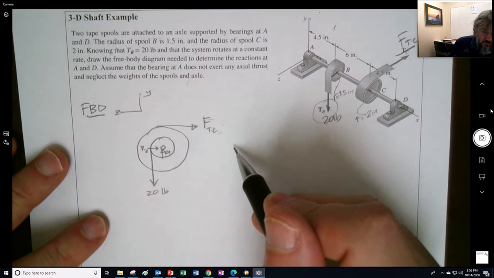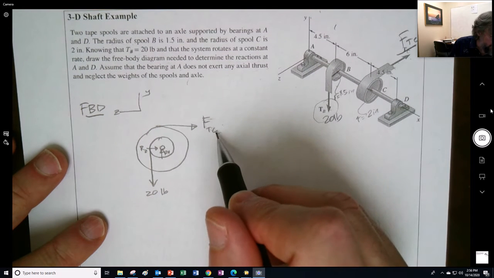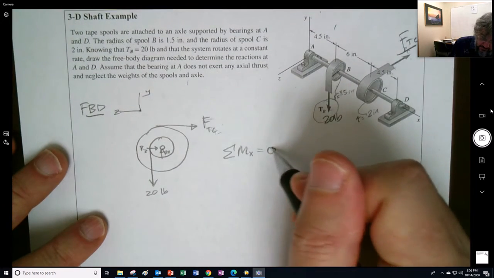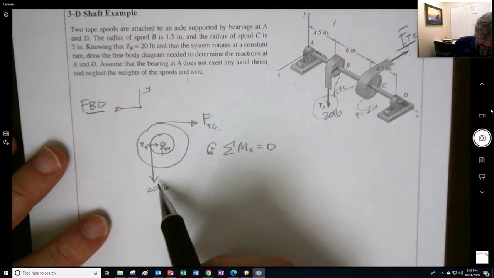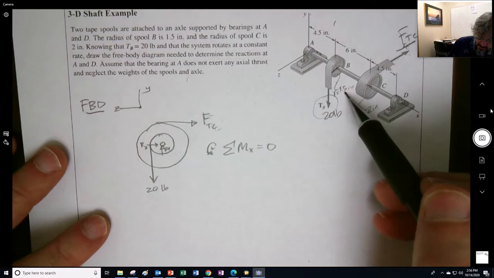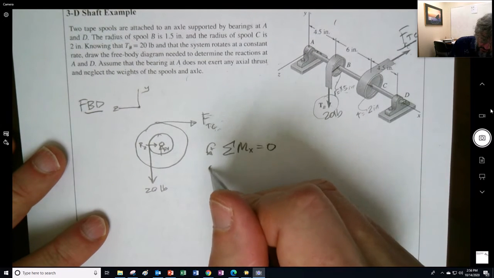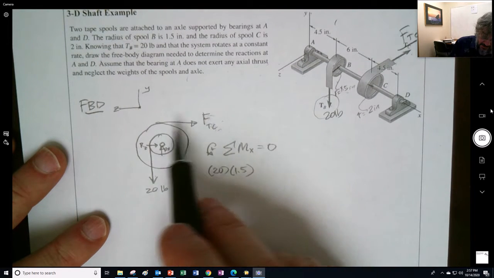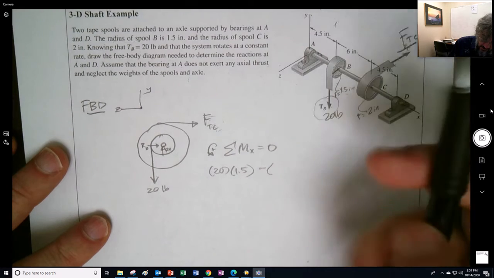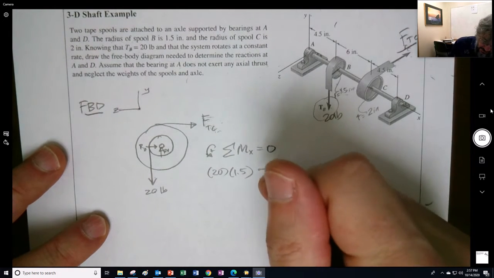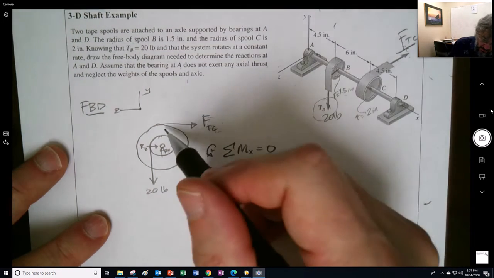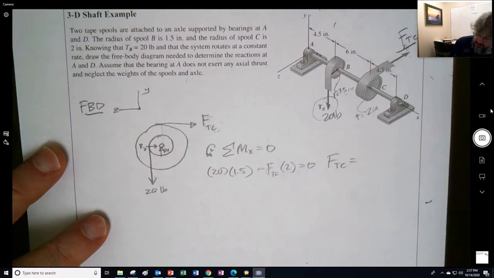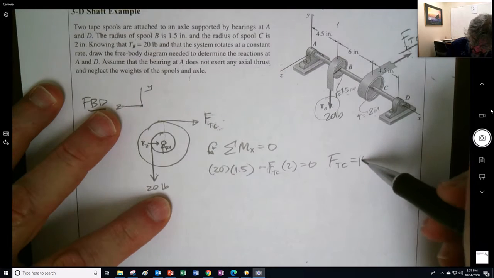Now, we want to figure out what this unknown is right here. So we take the sum of the moments about the x-axis. Counterclockwise is considered positive. Looking here, we have 20 times 1.5. That's the moment arm, and that's going counterclockwise, so it's positive. Then you take this FTC, it's going clockwise. We don't know it, so I'll put the force first. Its moment arm is the radius of this, or 2 inches. So our FTC, that unknown, is going to end up equaling 15 pounds.